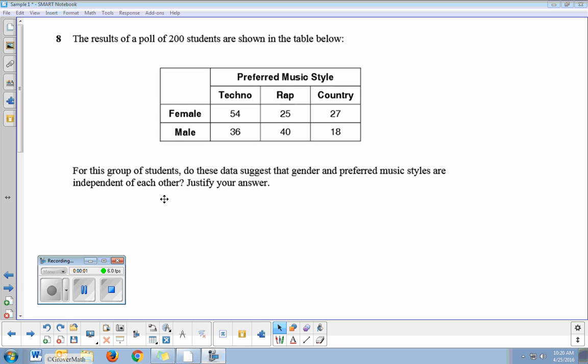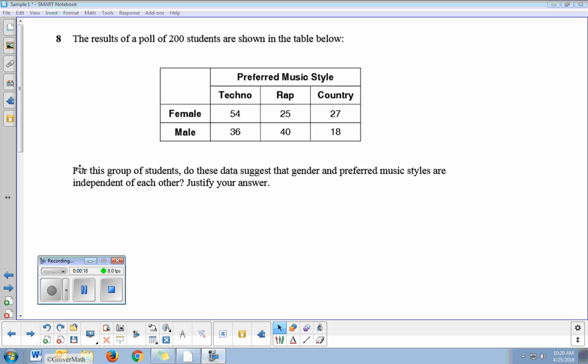Algebra 2 Regents, state sample question number 8. This video is actually going to cover 8 and 9. But first, number 8. The results of a poll of 200 students are shown in the table below. So this table is comparing gender, male and female, versus preferred music styles: techno, rap, country.